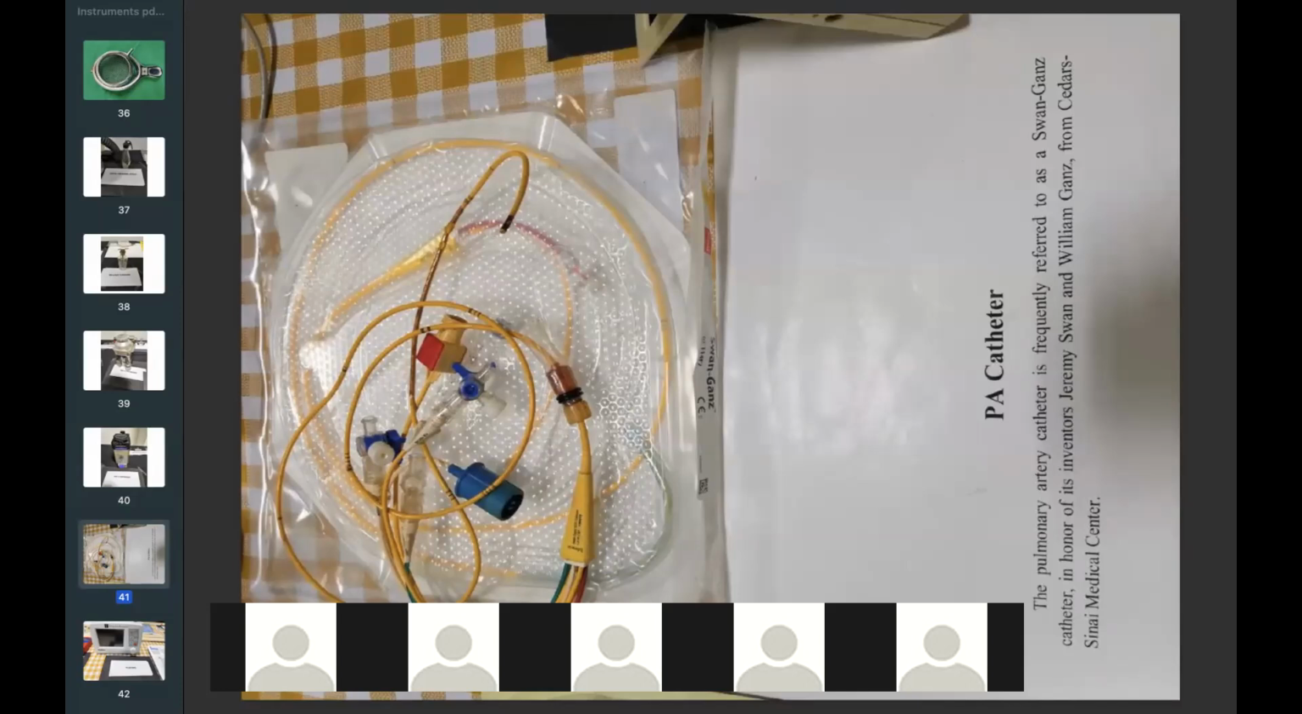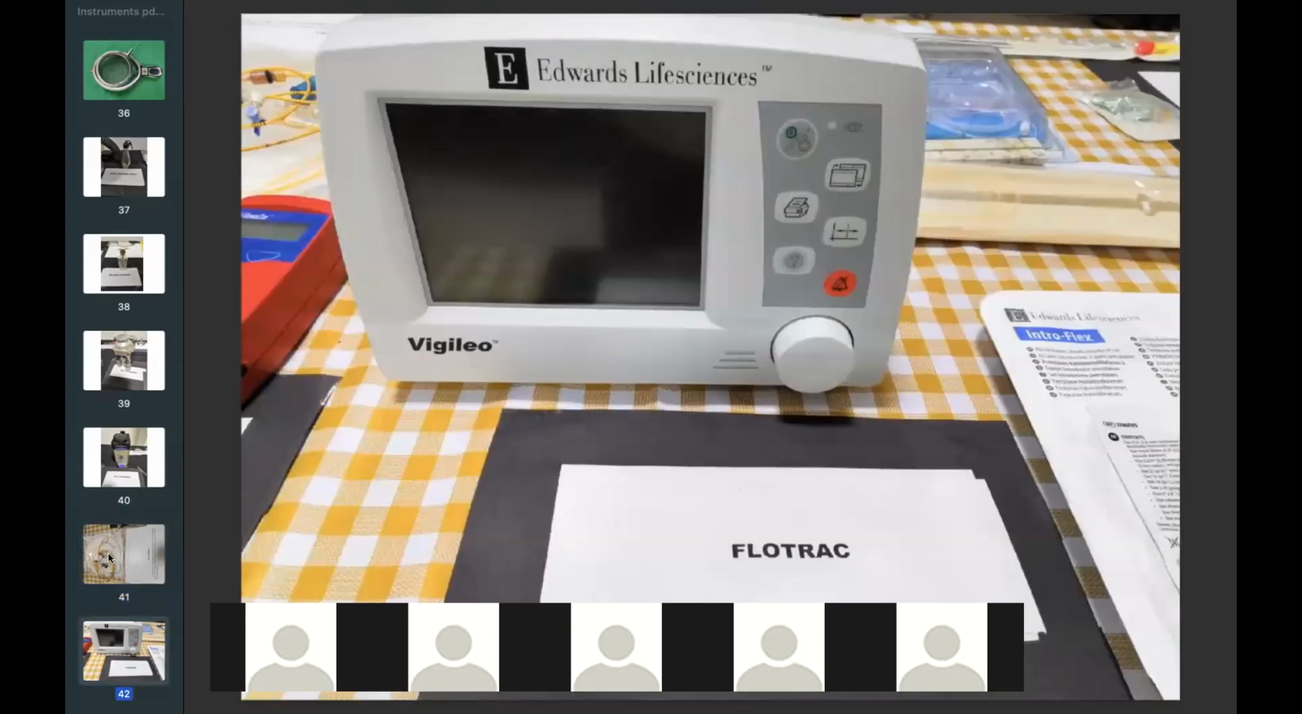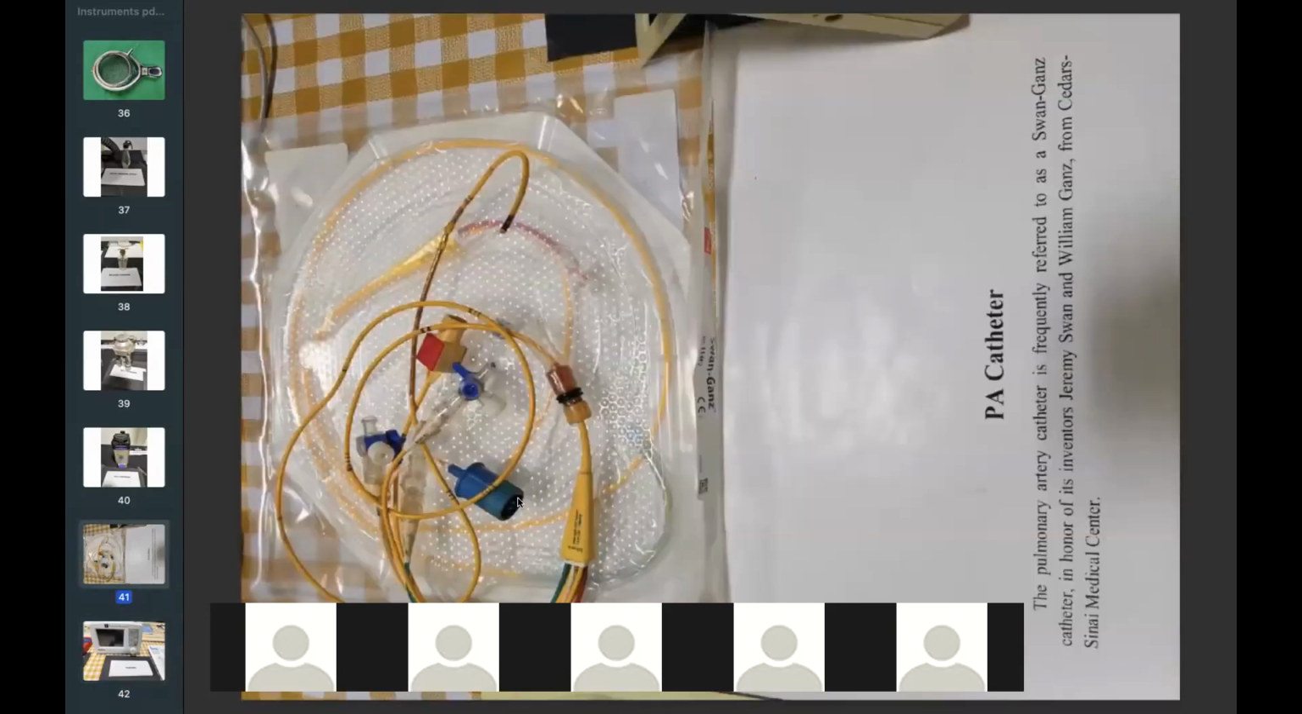The PA catheters come in three types. One of them which is available is a plain PA catheter. The one which you're seeing right now is the PA catheter with a cardiac output. So what you're seeing, this blue thing gets attached to the machine. The machine is a Vigilio monitor to which it gets attached, and this will tell us the cardiac output.